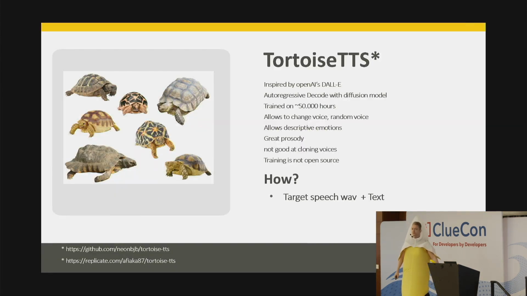Now I want to talk about another cool project, something Evan really likes. It's called Tortoise TTS. It's called like this because it's super, super, super slow. So this is something trained for several months on 50,000 hours of audio. And it is inspired by the DALL-E project. So it's kind of generating audio, and it sounds super realistic in terms of prosody.